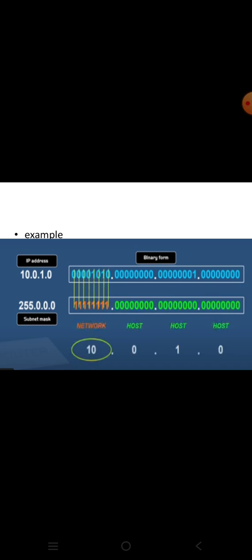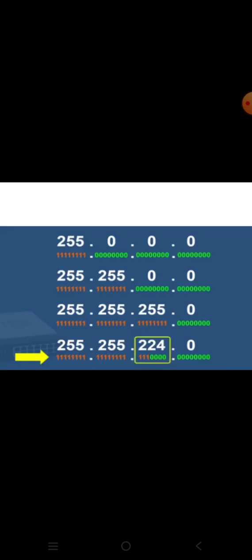So instead of 255, if we have a number like 224, what will you do? Which bits are allocated for the network and which for the host? 255 means 8 bits, the next also 255, 8 bits, so 8 plus 8 is 16 bits. The remaining one is 224. To allocate the network portion, you have to find the binary equivalent of 224.